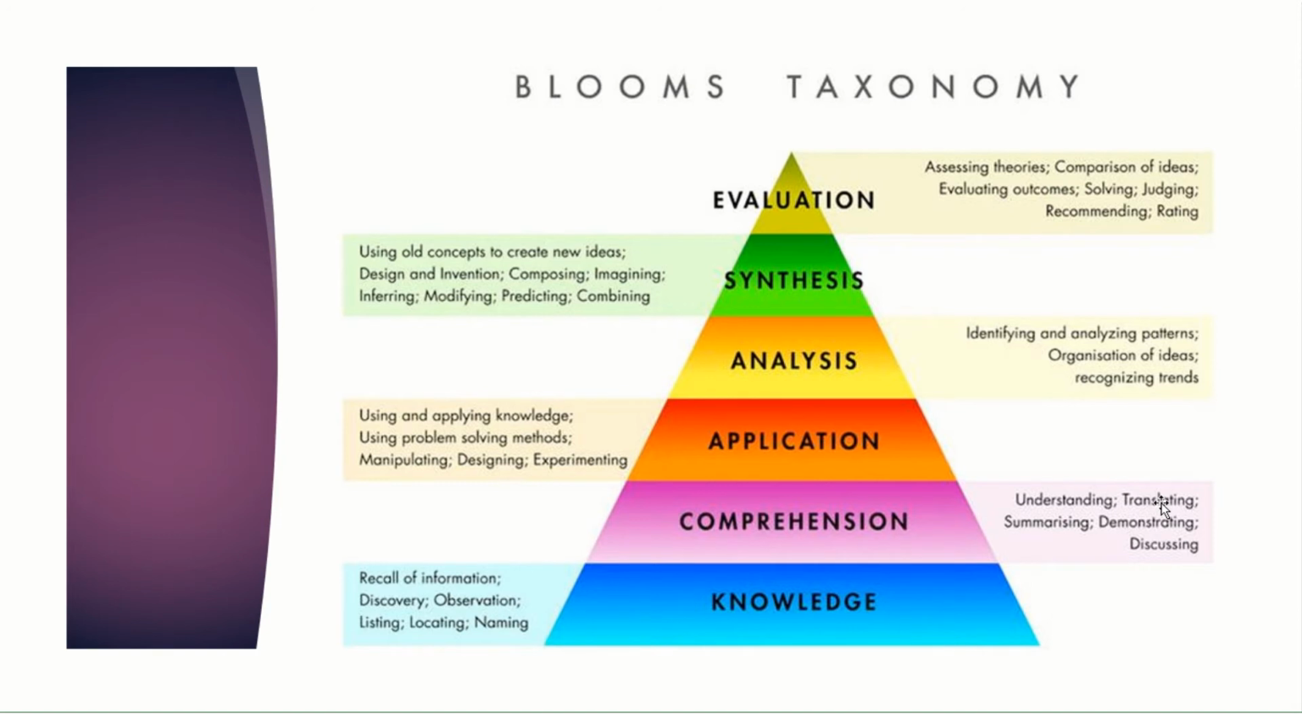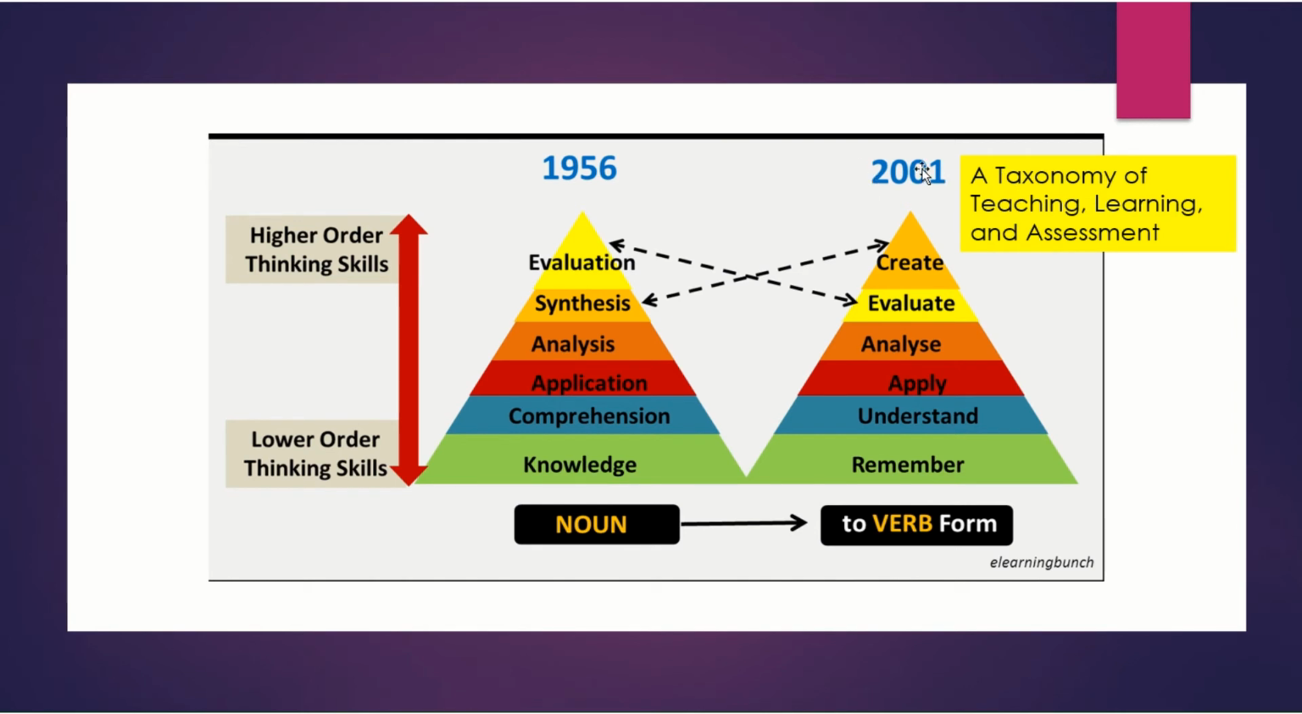But later on, in 2001, they revised this Bloom's taxonomy. You can see here, it was no more Bloom's taxonomy. It became a taxonomy of teaching, learning, and assessment. It means Bloom's taxonomy, which was represented by Bloom as a noun, was changed into actions, teaching, learning, and assessment, from noun to verb. Now let's see in future what's going on.